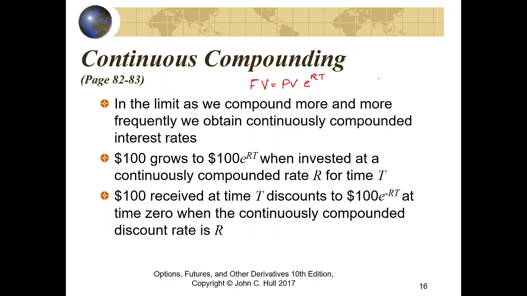It's the period for which we are trying to find the future value, expressed in years. If I have an amount that I will receive in the future and I want to find its present value, the present value is equal to the future value times e to the power of minus RT. So when we are compounding using a continuously compounded rate, we rely on this formula, and if we are discounting, we rely on this formula.